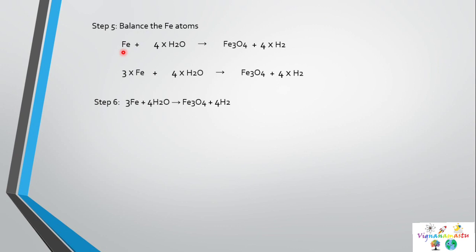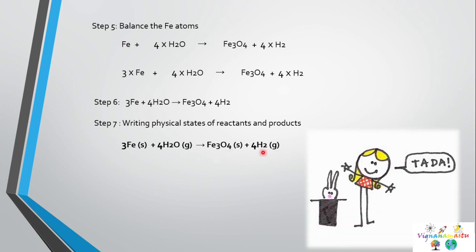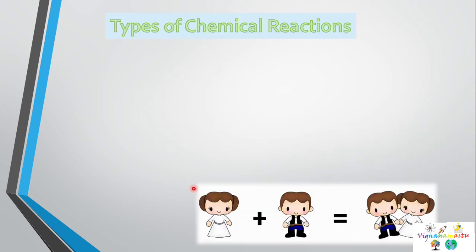But we need to do one thing, right? Yeah, you have to write the physical states of reactants and products. So 3Fe plus 4H2O, this is in solid state, this is in gaseous state, Fe3O4 in solid state, and H2 is in gaseous state. So yes, now you got the final chemically balanced equation.